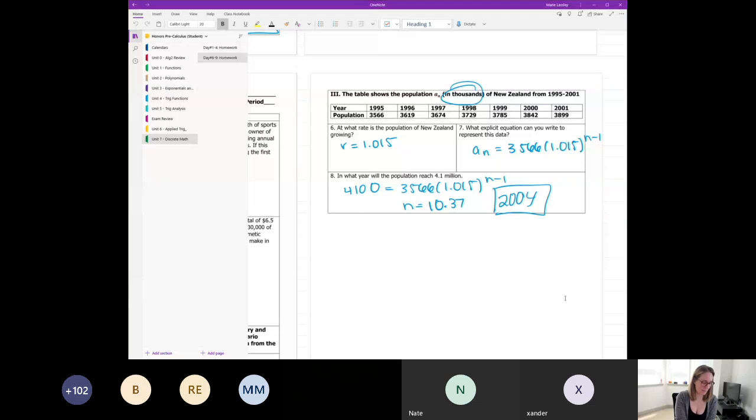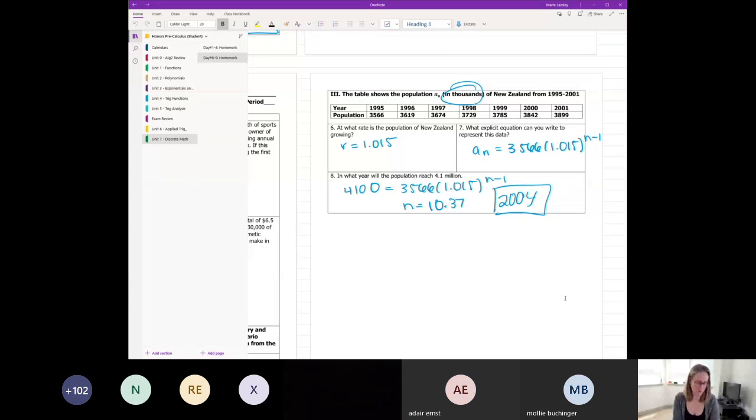Because if 95 is 1, 2, 3, 4, 5, 6, 7, so I need to go 4 more. So 2001, 2002, 3, 4, 5. I put 9.37 for n. I got 10.37. I think it should be 10.37. Did you remember to do your exponent as n minus 1? That would be the quickest thing I could think of.